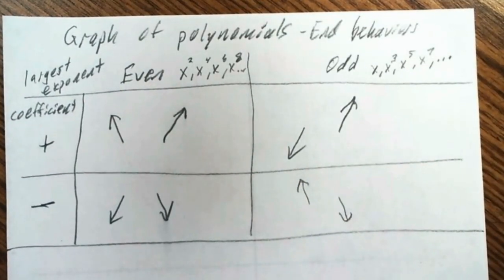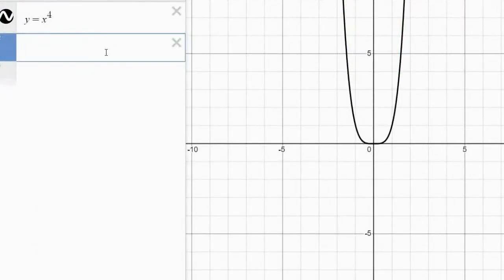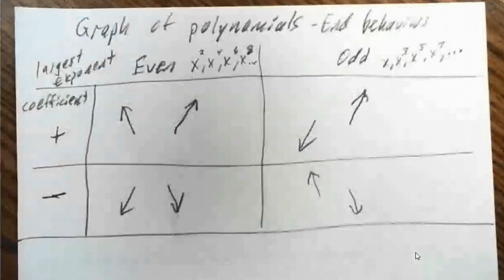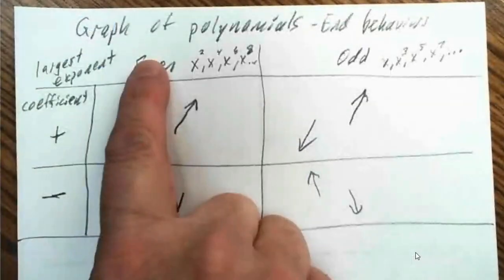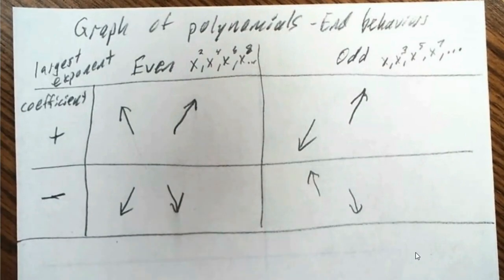So let's look at that on Desmos real quick. So this is an x to the fourth, right? If it has a positive coefficient, which it does right now, it's 1. But if we put negative 5, it's a fourth degree, so it's even. It has a negative 5 as a coefficient, so both ends are pointing down.